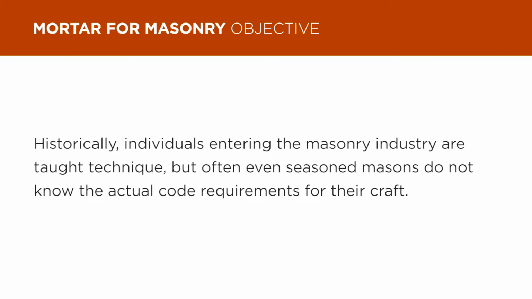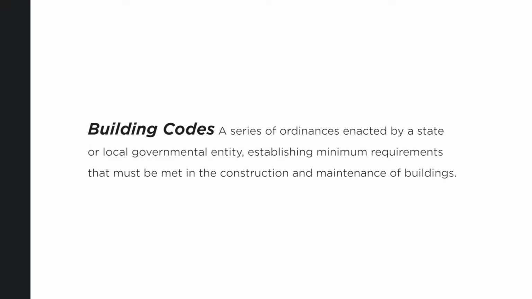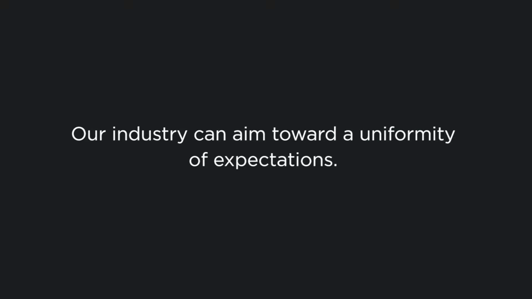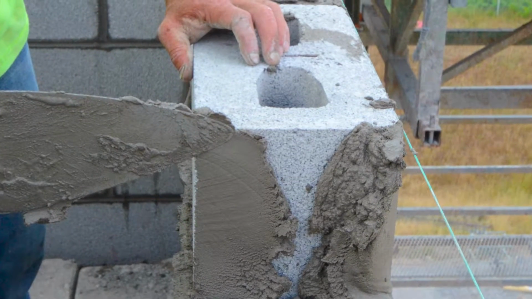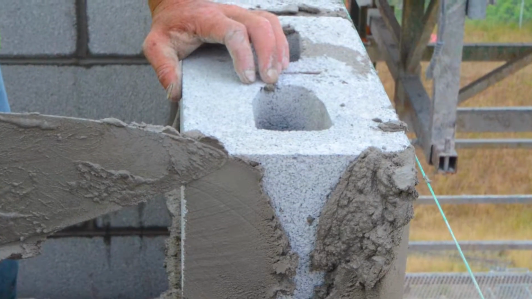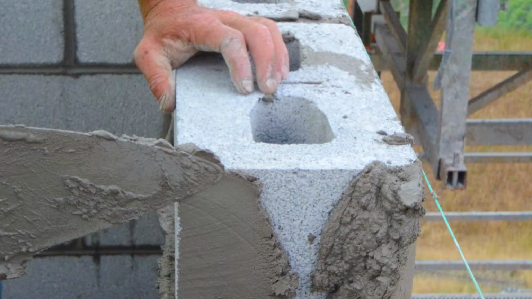Historically, individuals entering the masonry industry are taught technique, but often even seasoned masons do not know the actual code requirements for their craft. By learning to think about the work you perform in terms of building code, meaning what is universally acceptable to designers, engineers, building code officials, and building owners, our industry, your profession, can aim towards a uniformity of expectations. Every mason on a project can perform their craft with a mind toward meeting building code requirements, rather than "that's how we always do it."